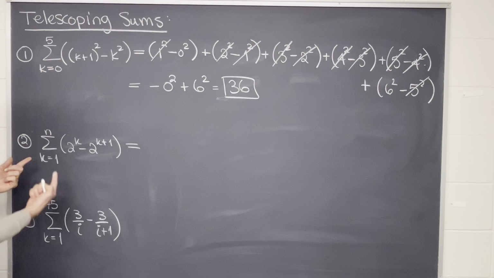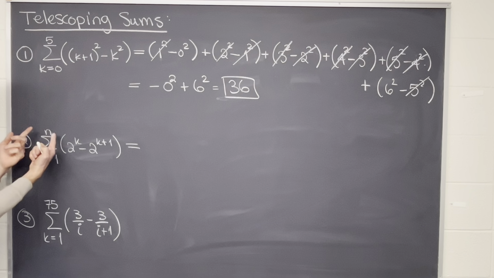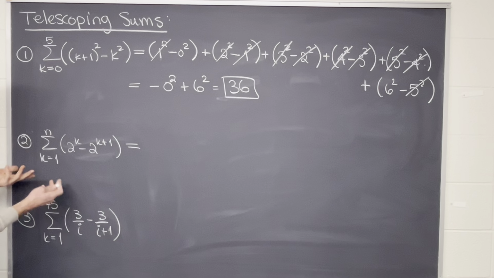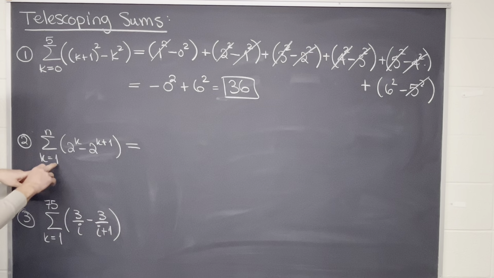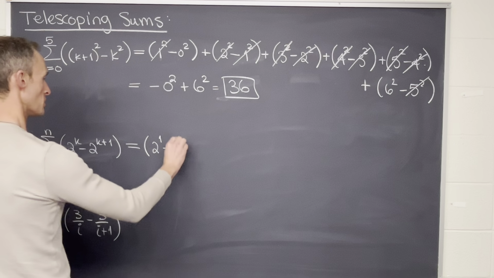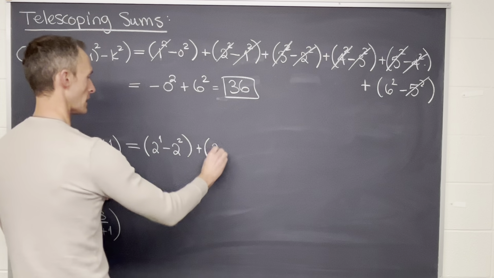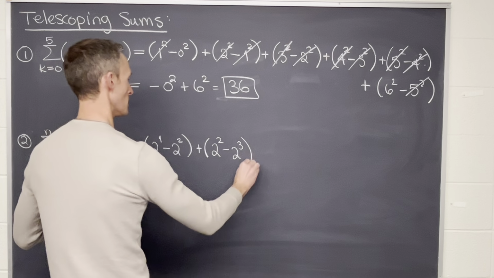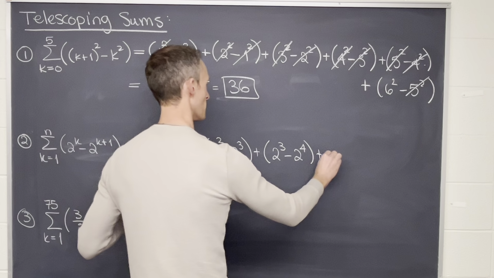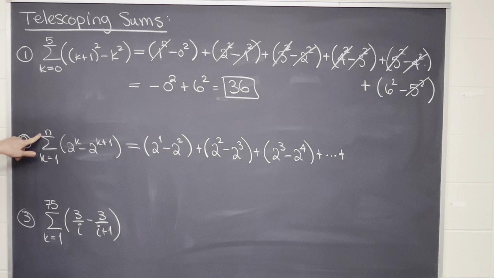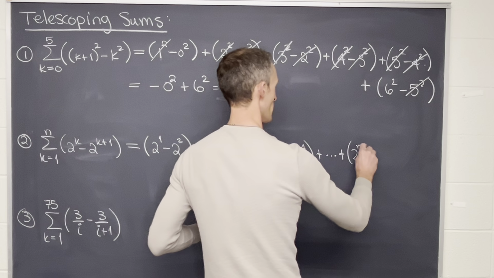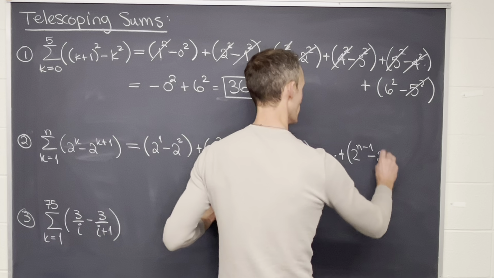This one's kind of nice because I don't have an upper limit where n is like 5, or n is 10, or n is 70, it doesn't matter. But it's not going to matter at the end of the day because the same process is going to apply. If k is 1, what do I get? I get 2 to the 1 minus 2 squared. If k is 2, I get 2 squared minus 2 cubed. K is 3, I get 2 cubed minus 2 to the 4th. If k is, let's do the second to last term, n minus 1, I'm going to get 2 to the n minus 1 minus 2 to the n.